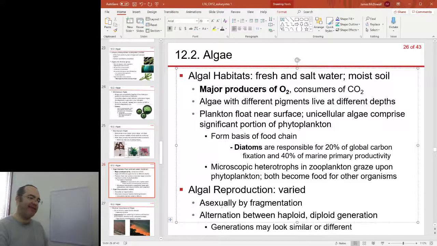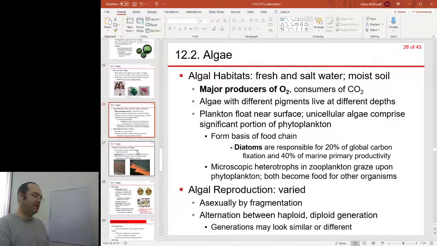Algal reproduction is very varied. They can be asexual, they can just break off and the pieces can grow, or they can go through sexual reproduction. They have quite a complex generation of a haploid organism and a diploid organism. They do make gametes, they do make spores, so I won't spend too much time talking about that.